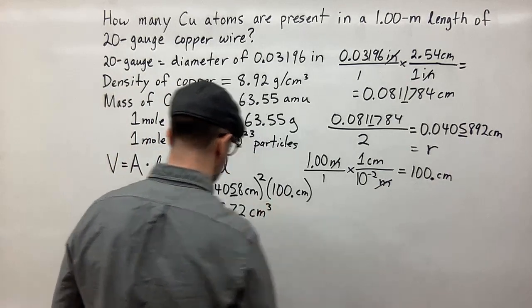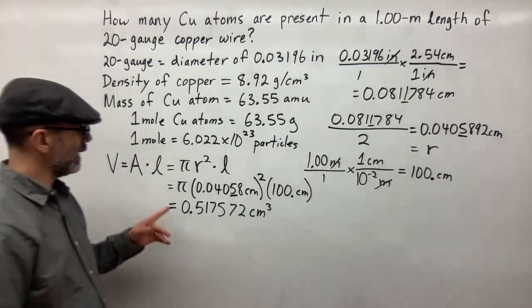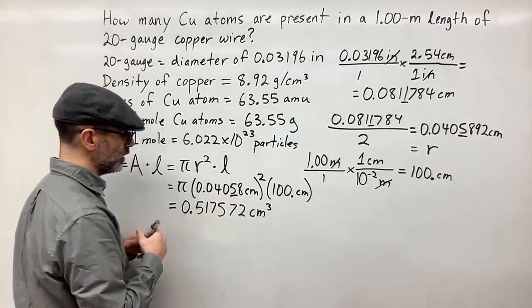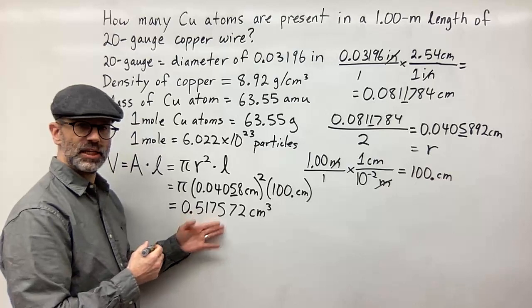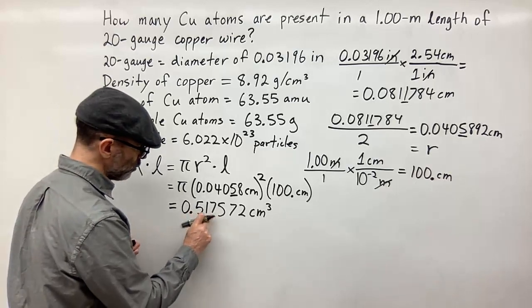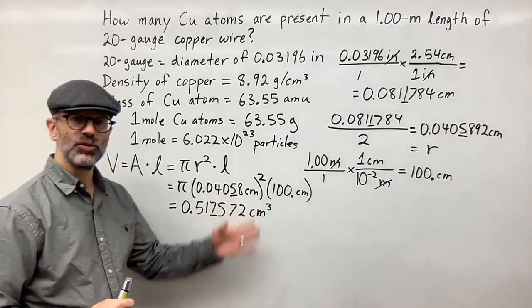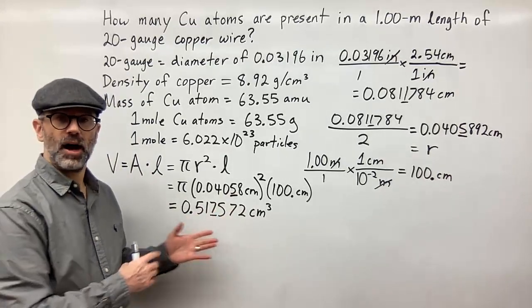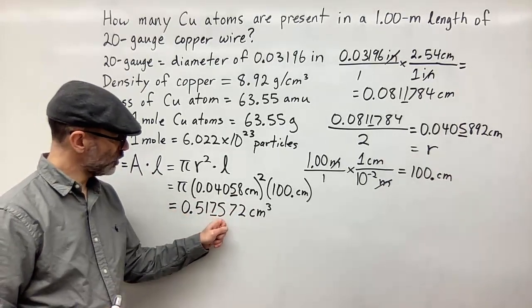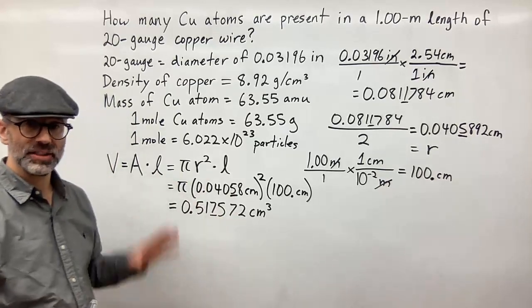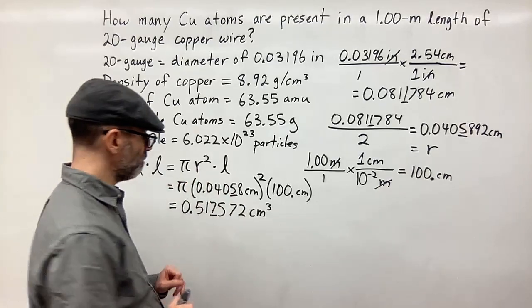centimeters cubed. Again, this has 3 sig figs, this has 3 sig figs, so I should have 3 sig figs in my answer. So 1, 2, 3. So the 7 is my last sig fig. I still need to use this in further calculations, so I should keep at least 1 extra digit when I do my calculations. I'm not going to round here just yet.